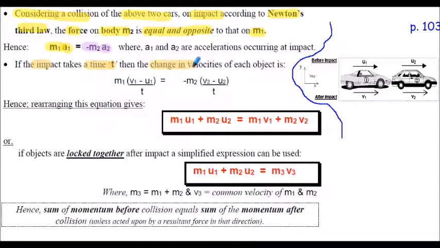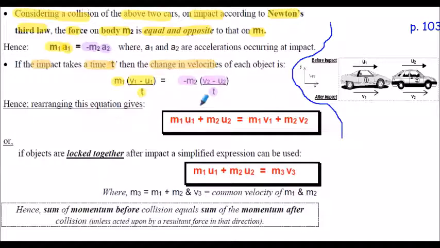So if the impact occurs in time t, then we can rewrite the above equation in terms of the change in velocities. So instead of writing m1a1, we could actually write m1 and then the change in velocity divided by the time taken, which would be the acceleration. Likewise, on the right hand side, we can have negative m2, and again, that's multiplied by the change in velocities divided by time taken, which is acceleration 2.